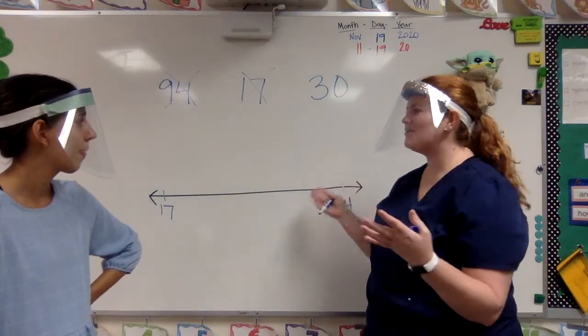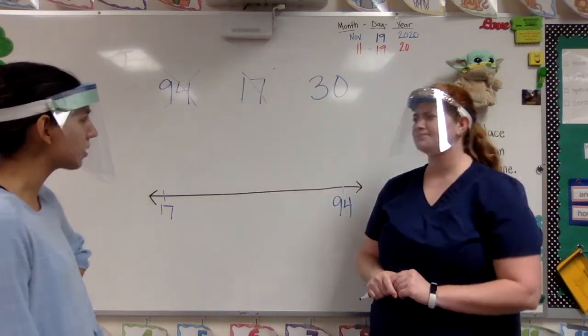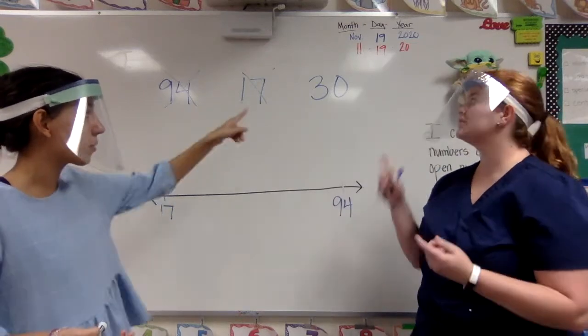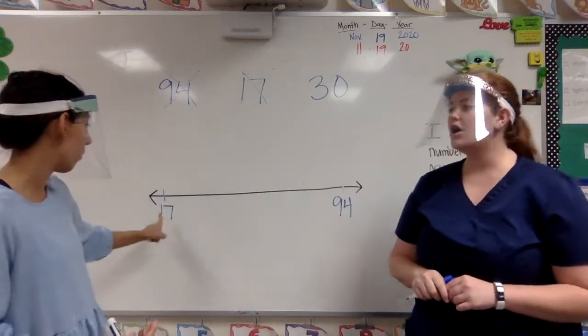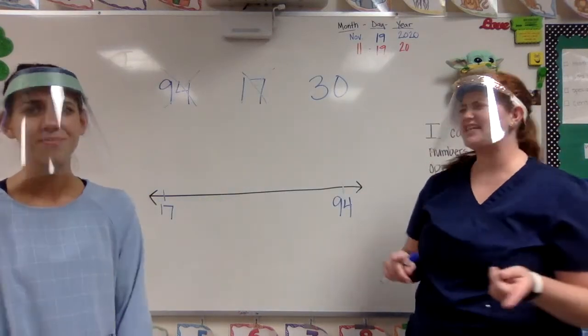But I don't know, Miss Lestico. Which one is it closer to? Well, I guess we could look at the tens place and decide which number 3 is closer to, a 1 in the tens place or a 9 in the tens place. That's a good idea. Let's see.